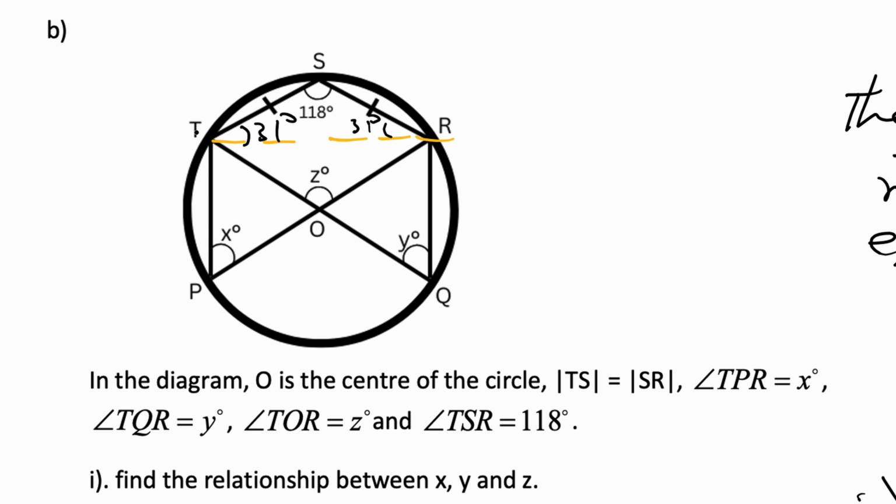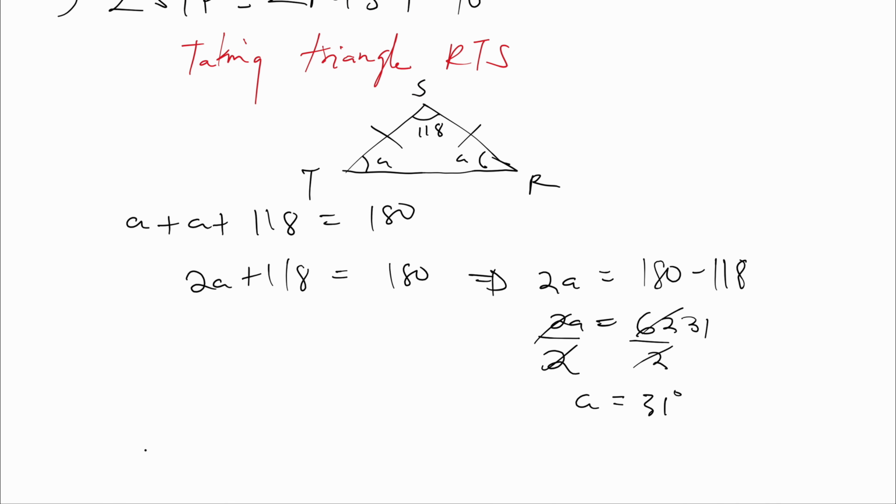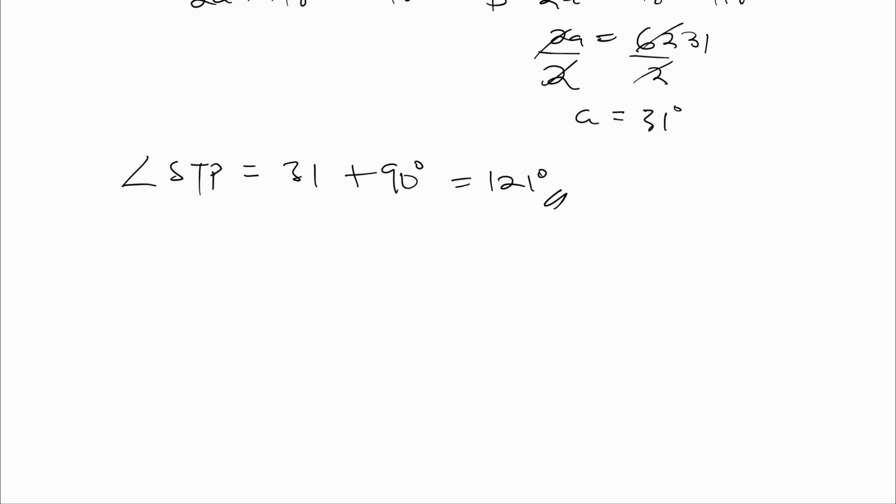But STP is the whole of this, which is 31 plus this 90 degrees. So angle STP is equal to RTS, which is 31, plus 90 degrees. And that is equal to 121 degrees. So we've come to the end of the 2018 Nov-Dec core maths theory questions.